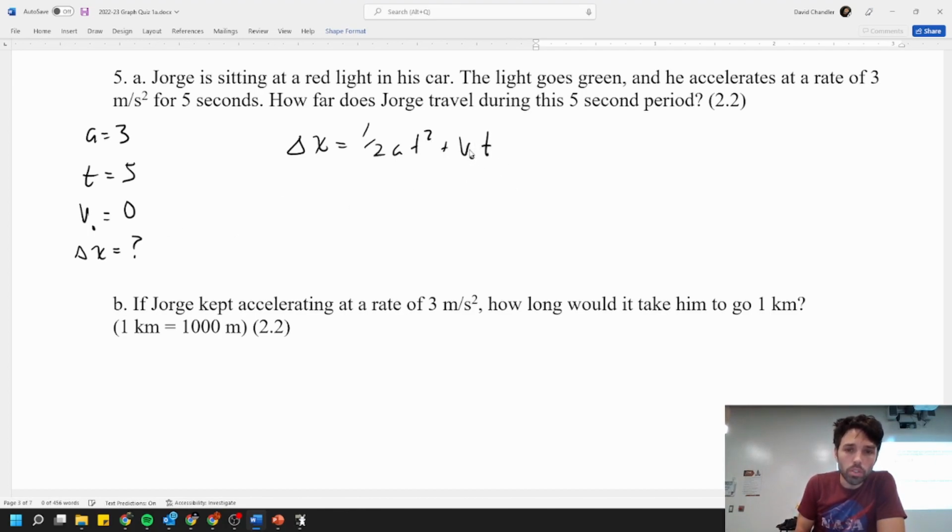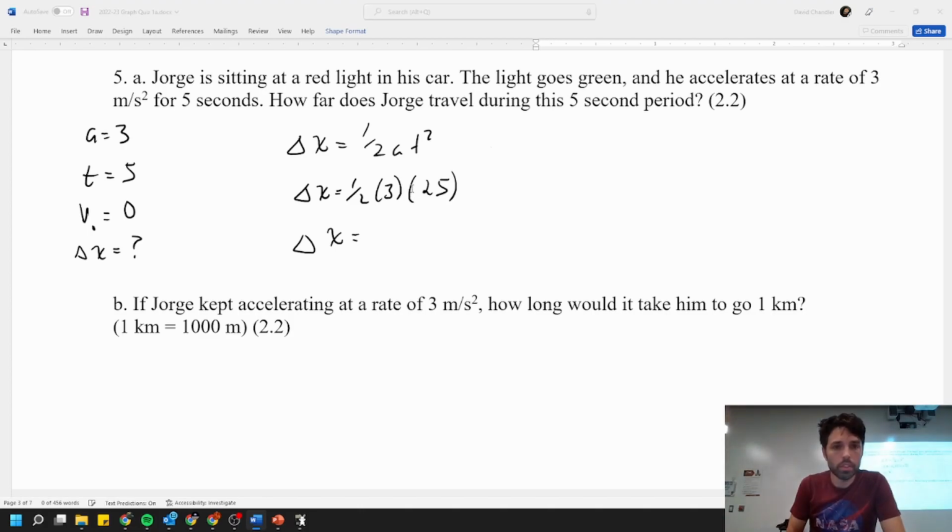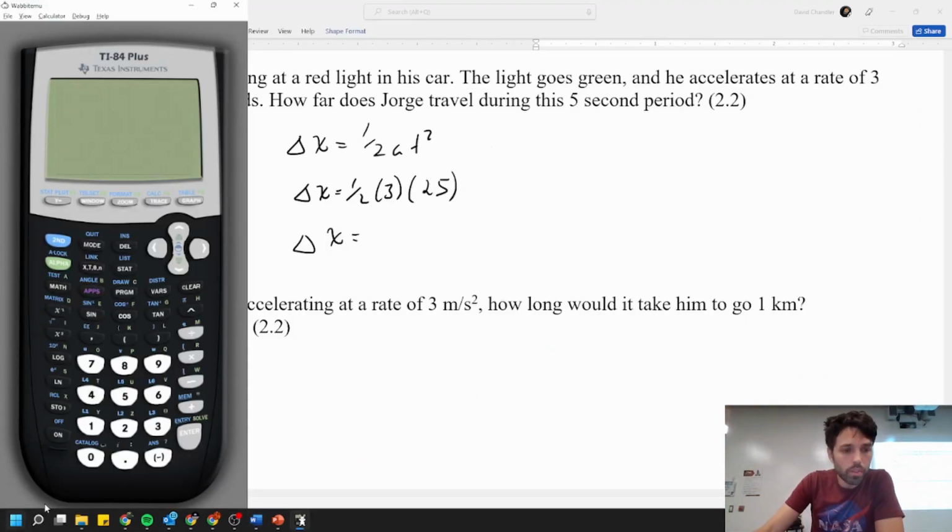V naught is 0, so 0 times t is 0. It's going to just go away. Kind of nice. And then we know the rest of these numbers. Delta x is going to be 1/2, a was 3, t was 5. 5 squared is 25. Plug all that in. 25 times 3, and divide that by 2. 37.5. Okay.